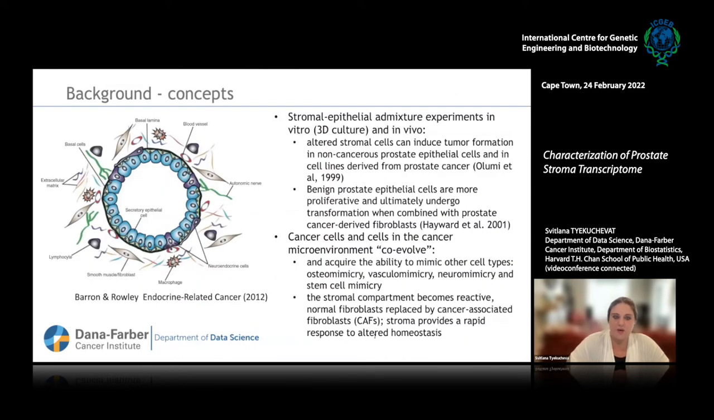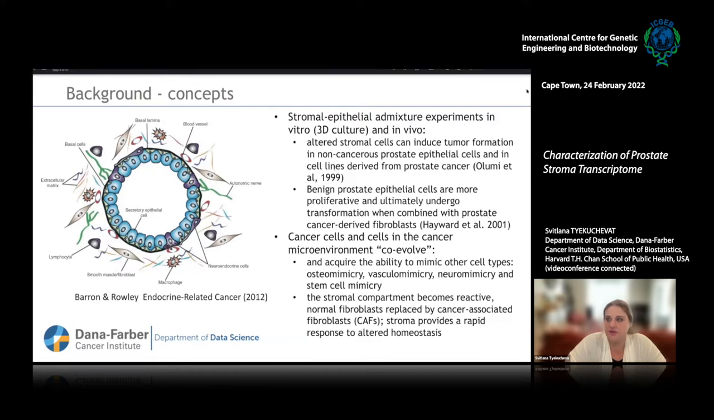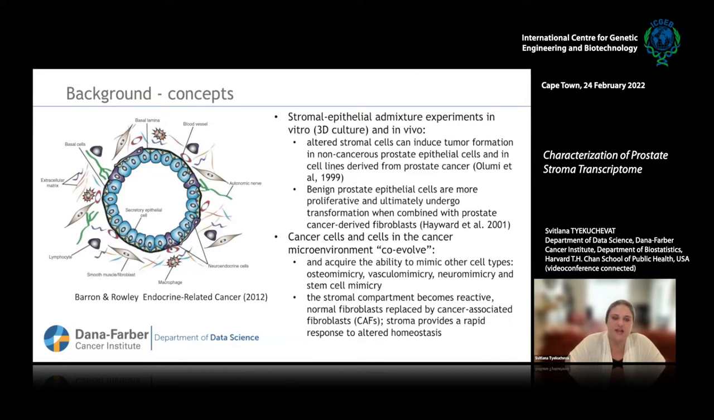So the background concept that I would like to discuss is the prostate microenvironment, the tumor microenvironment. Prostate cancer arises from the epithelial tissues. So it's epithelial tissues that acquire genomic alterations and become malignant. However, there is the whole microenvironment with multiple different cell types that surround the epithelial cells. It has been shown in multiple publications now that stroma influences prostate cancer and cancer progression, and it is more and more recognized as an important driver of cancer progression.